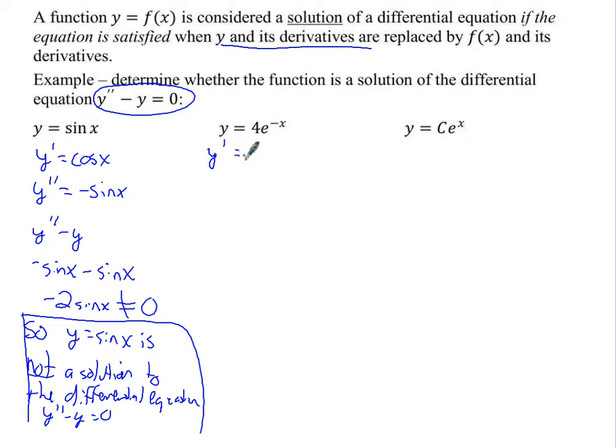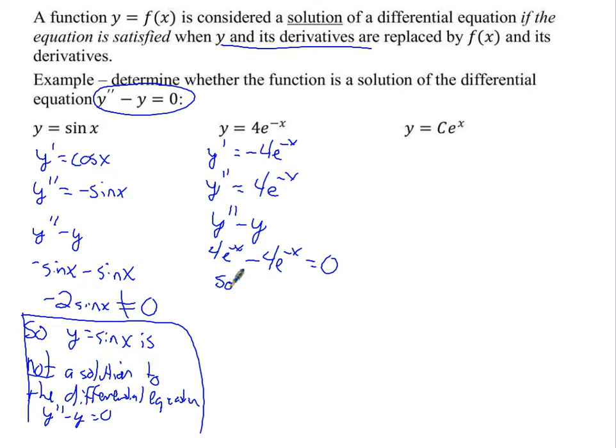So y prime is what? So negative, right, 4e to the negative x. And then y double prime is back to being positive 4e to the negative x. Good. Okay, so then I have y double prime minus y, which gives me 4e to the negative x minus 4e to the negative x, which is 0.